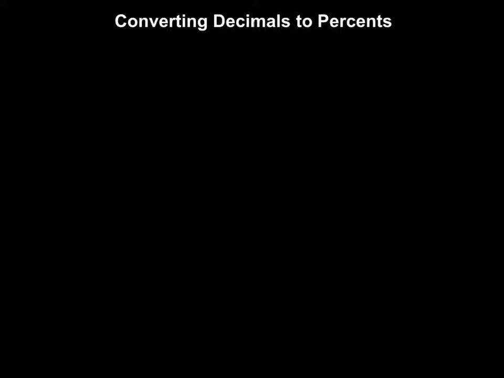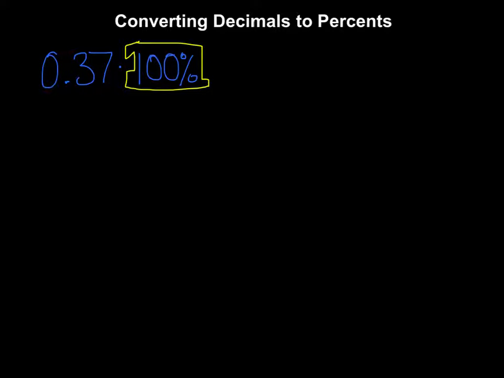So for our first example, let's do 0.37. And so we're going to multiply that by 100%. And since 100% is a form of 1, then 0.37 will be the same amount as whatever this answer is. So, multiplying by 100%, well, it's multiplying by 100, and a percent sign will tag along.